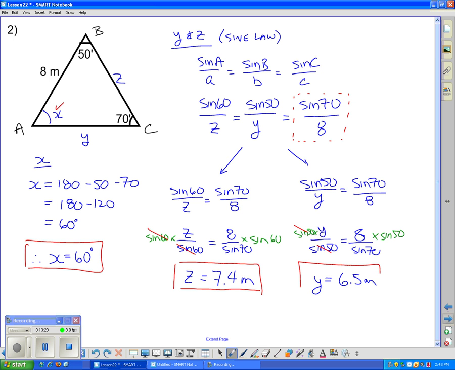There we go. So that is considered a multi-step question because it took more than one step to get the answer, or in this case, answers.